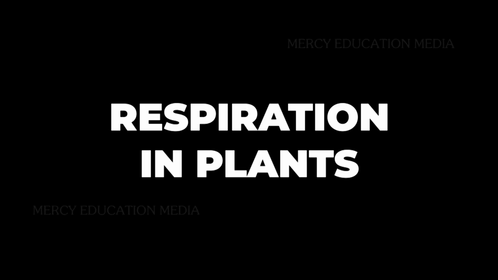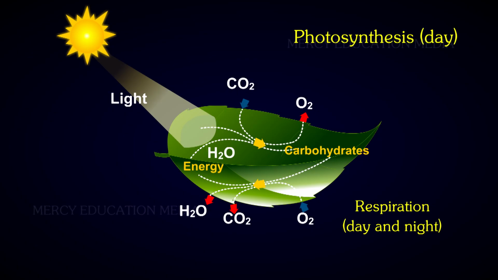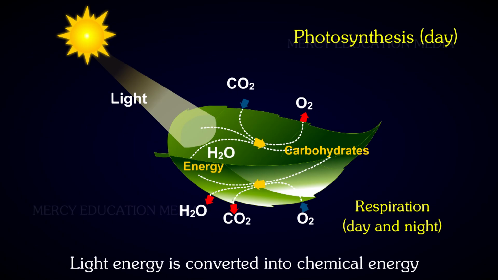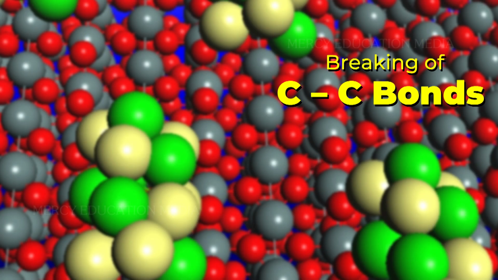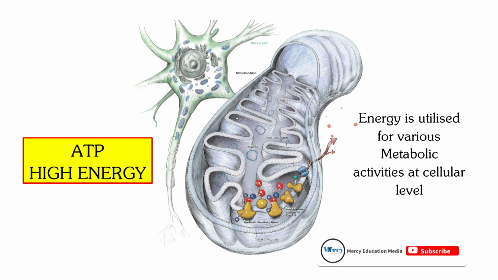What is meant by respiration? The light energy is converted into chemical energy and stored in complex organic molecules called carbohydrates, that is, glucose and starch. The breaking of C-C bonds of such compounds through oxidation releases a considerable amount of energy. This energy is utilized for various metabolic activities at cellular level.